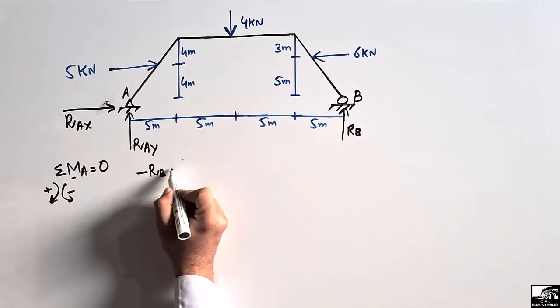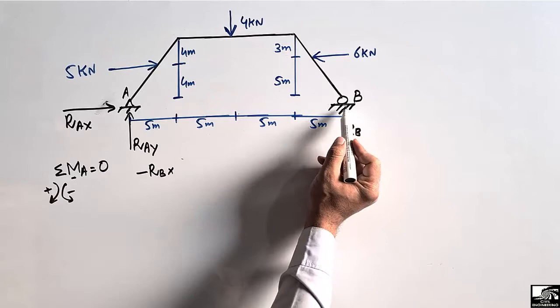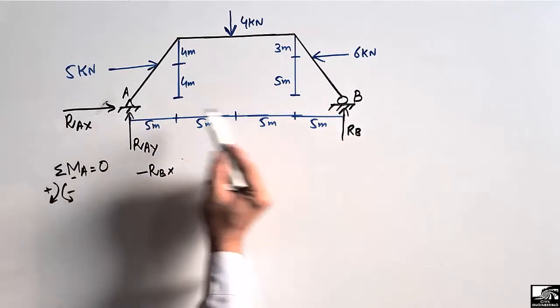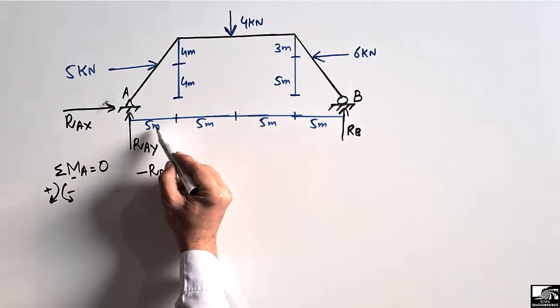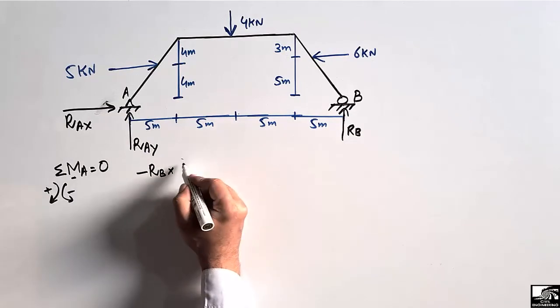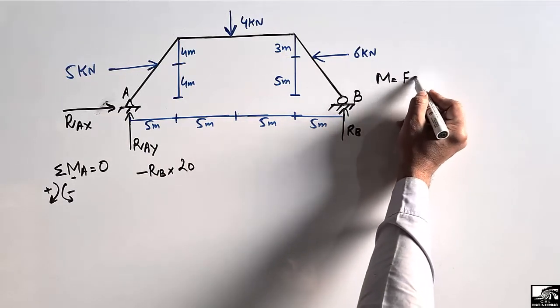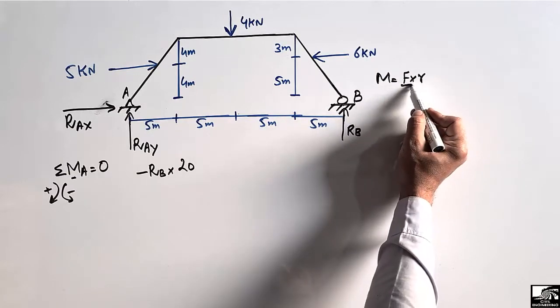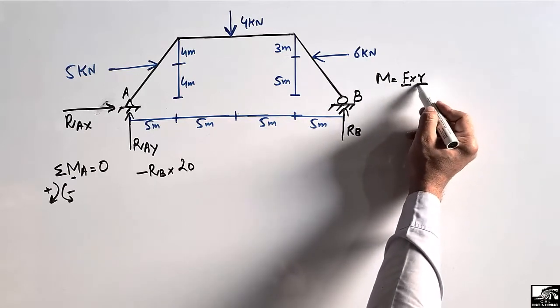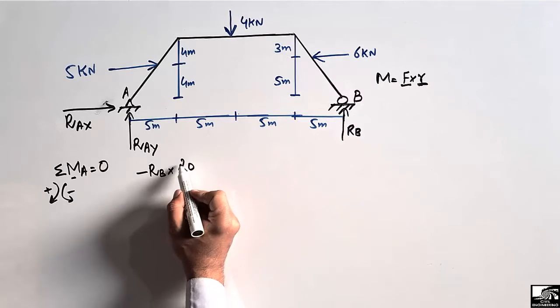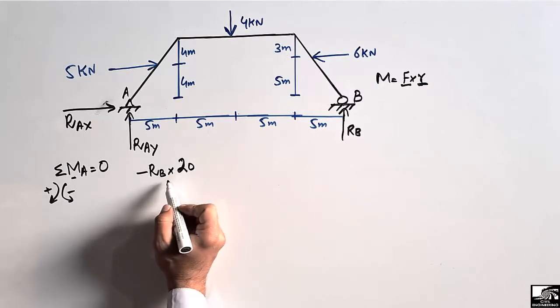RB multiplied with the moment arm. The moment arm is from this point up to this point, which is 5 plus 5 plus 5 plus 5, which is 20 meter. Because moment is equal to the force multiplied with the moment arm. So RB is the force and 20 is the moment arm. So this is the one moment.